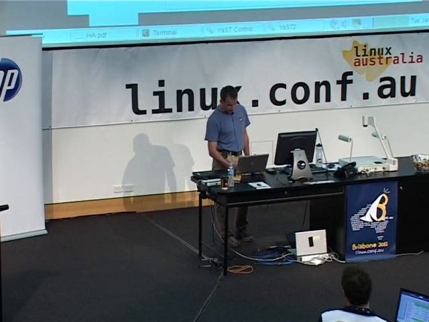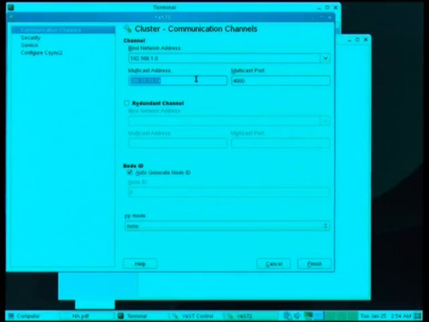Then you need to configure a multicast address. I picked a random multicast address from the 239 range. The 239 range is used for private multicasting, and you can be sure that within that range you don't have any hardware that uses it by default.